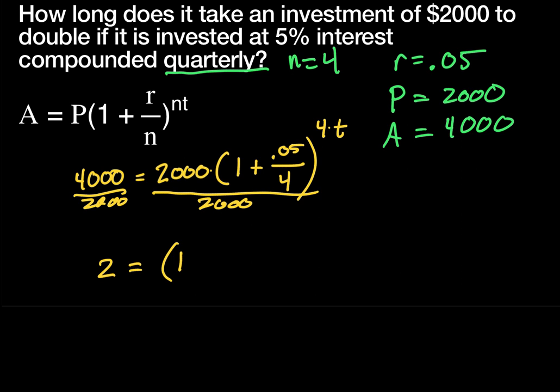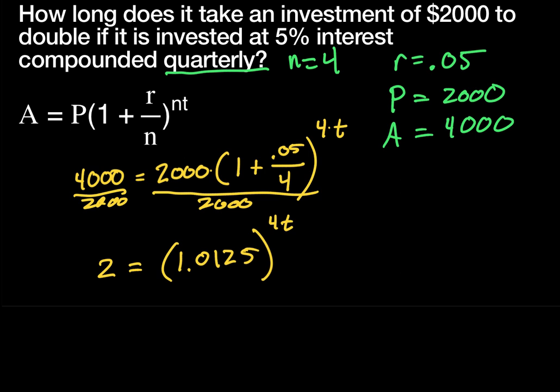plus, and why don't we go ahead and just convert this into one decimal number. So if I take 0.05, divide that by 4, that's 0.0125. Do plus 1, because that's what's inside. So this will be 1.0125. So I've simplified just what's inside the parenthesis there. Raised to the 4t.